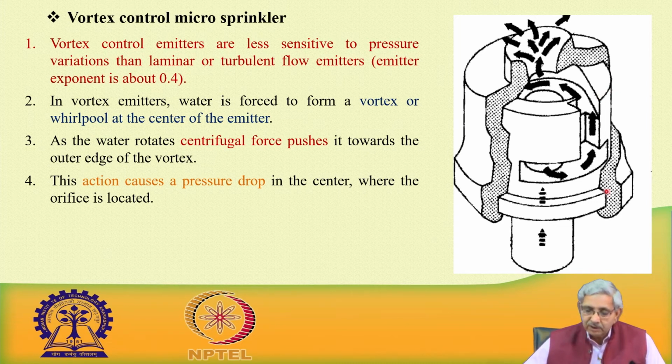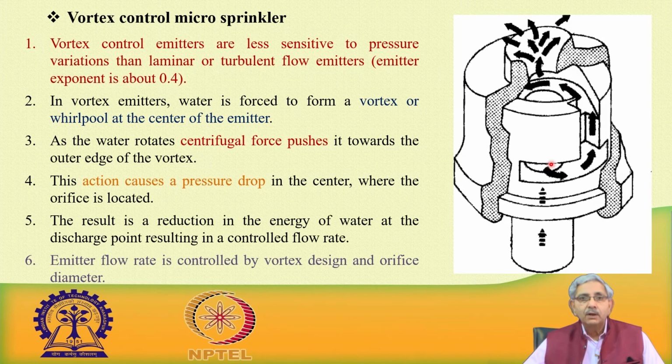Because of the vortex action, there is a drop in pressure at the center where the orifice is located, and the result is a reduction in the energy of water at the discharge point, resulting in controlled flow rate. So, emitter flow rate is controlled by the vortex design and orifice diameter. This is how it is happening.